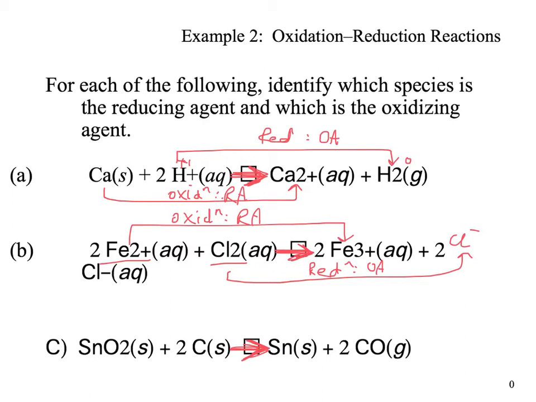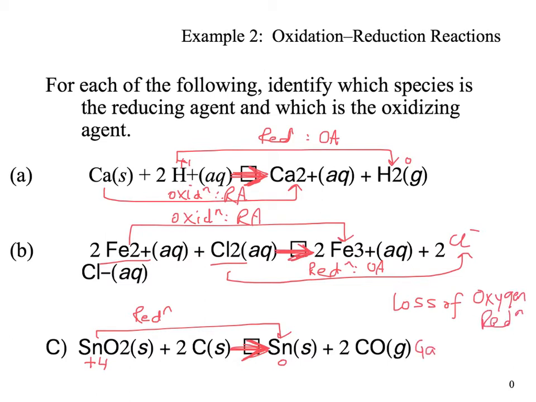The last one is tin oxide with carbon. So notice that tin is going from a combined form to metallic tin. So this is 0 here, and this was +4. So loss of oxygen is reduction. Loss of oxygen is reduction. Gain of oxygen is oxidation.